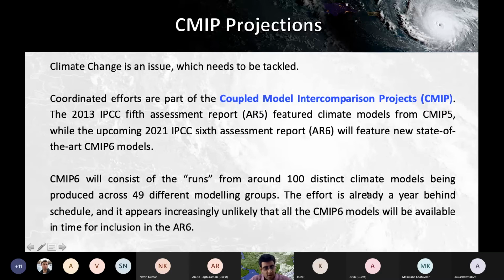Okay, so CFS is just one of them. ECMWF has its own climate model. UKMet has its own climate model. ICON, Germany has its own climate model. India has a CFS, which is the climate model that it uses.